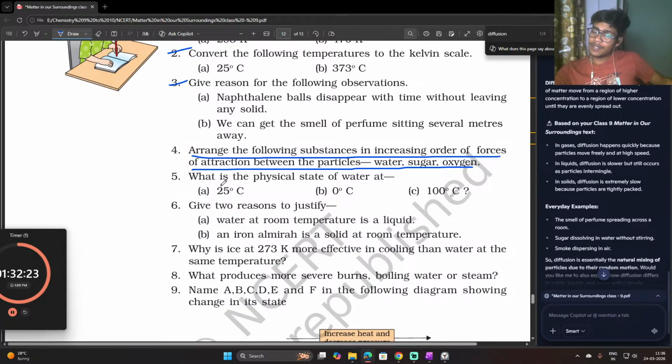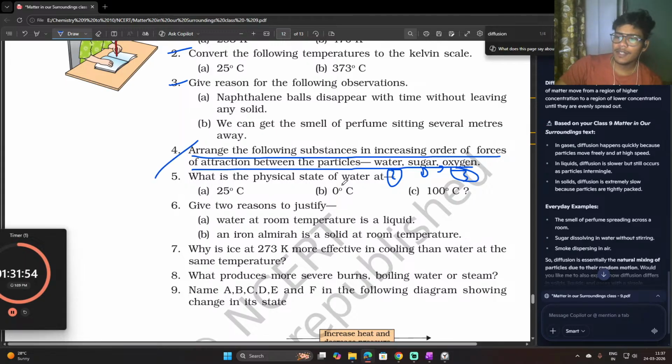Increasing order of forces of attraction. So water, sugar, and oxygen, they are asking for increasing force of attraction between particles. So sugar is the first one, the second one is water, and the third one is oxygen.